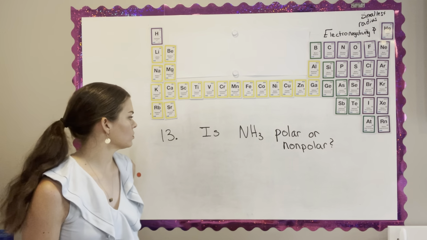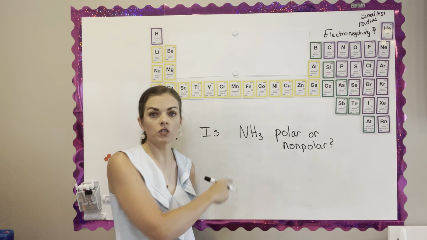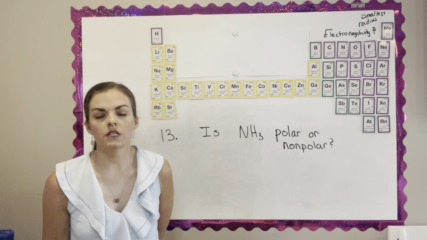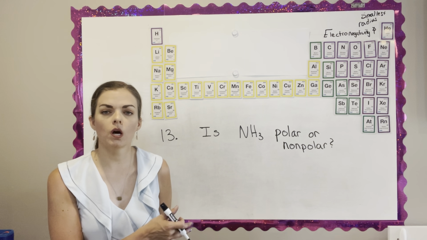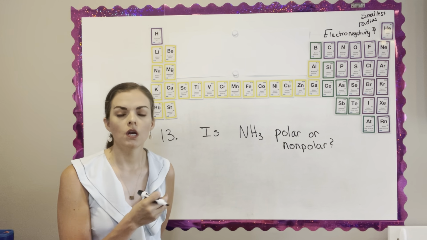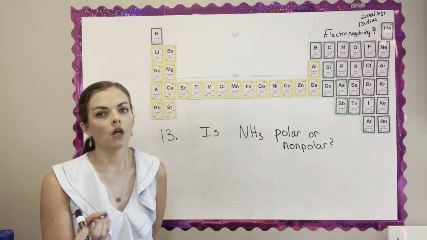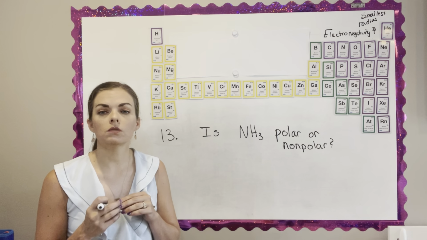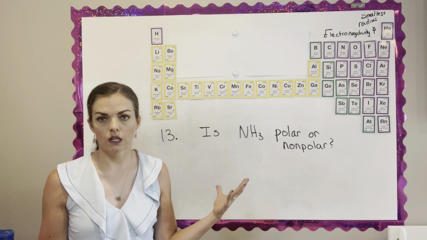So question 13 gives me ammonia, which is NH3, and it asks, is it polar or is it nonpolar? We haven't talked about polar and nonpolar in terms of a molecule yet. So a polar molecule is a molecule that has an imbalance of electrons, and a nonpolar molecule is a molecule that has equally balanced electrons.